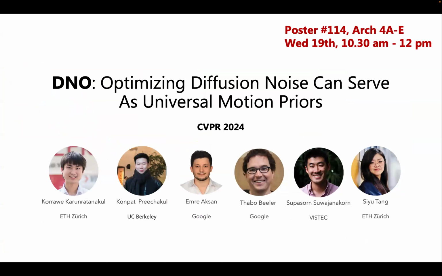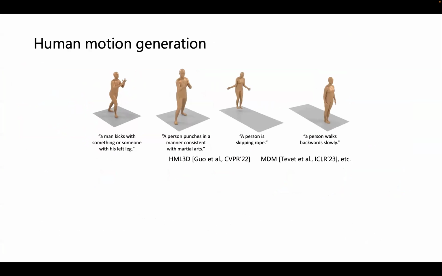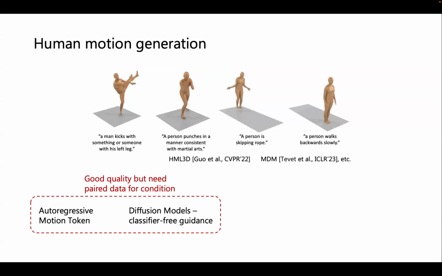This is a joint work with people from Google, Berkeley, and Vistec. So I think in this audience, we all know that in the recent 2 or 3 years, there has been really exciting progress in text-driven motion synthesis. And I want to talk a little bit about what the ways are to control this text-driven human motion. I think the first 2 ways are autoregressive motion tokens, for example, Motion GPT, and also diffusion-based models, for example, classifier-free guidance, MDM, and MLD, this line of work.